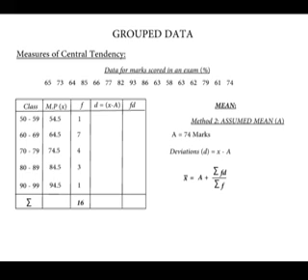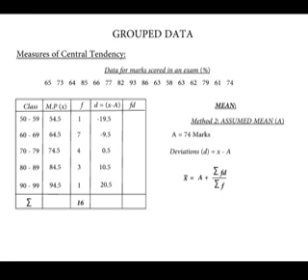We calculate d for each class. First one, 54.5 minus 74 is minus 19.5. 64.5 minus 74 is minus 9.5. 74.5 minus 74 is 0.5. 84.5 minus 74 is 10.5. 94.5 minus 74 is 10.5.